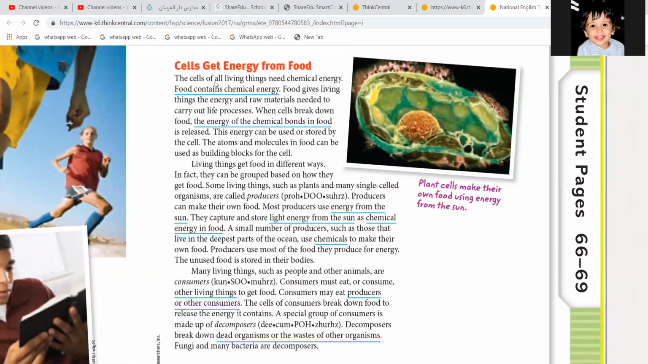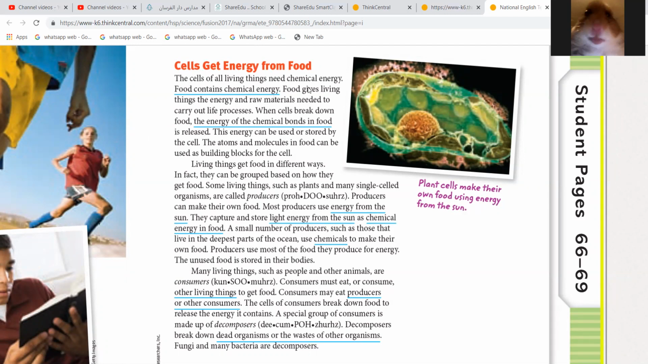Cells get energy from food. The cells of living things need chemical energy. Which energy do cells need? They need chemical energy because they are breaking down the food, they are working with it, and food contains chemical energy. You know that the food we eat contains chemicals, like potassium and magnesium. For example, a banana has magnesium and potassium. Now chemicals doesn't mean harmful substances. They are good substances, what my body needs.